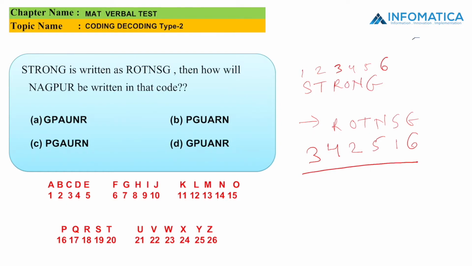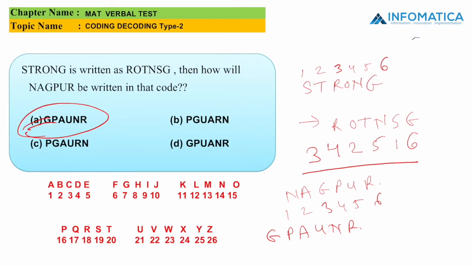Now let us go for the solution. It says, how will NAGPUR be written? So as usual, I name the letters with 1, 2, 3, 4, 5 and 6. The code says 342516. So number 3 is G, then we have P, then A, followed by U, N and R. So that is nothing but option 1.